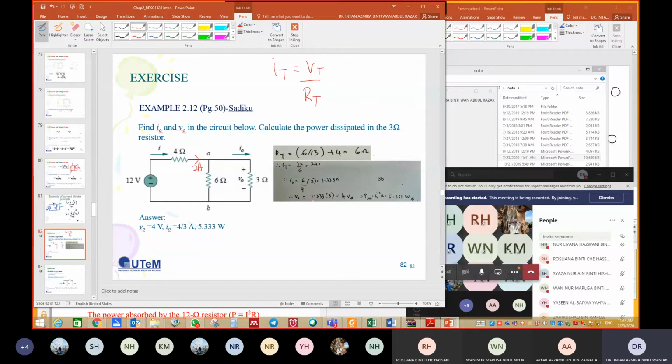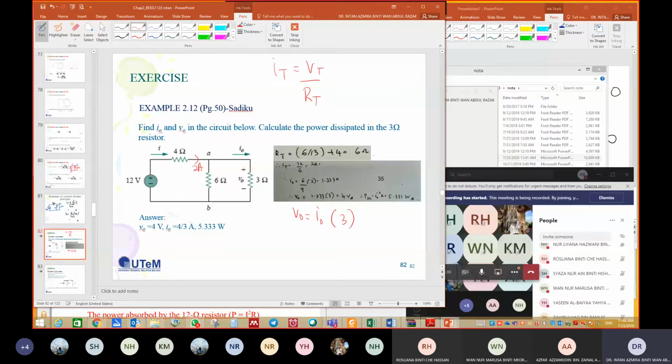So how to find V naught? V naught is equal to I naught multiplied by 3. So I naught is equal to 1.333, and we get 4 volts. And then how about the power in the 3 ohm resistor?